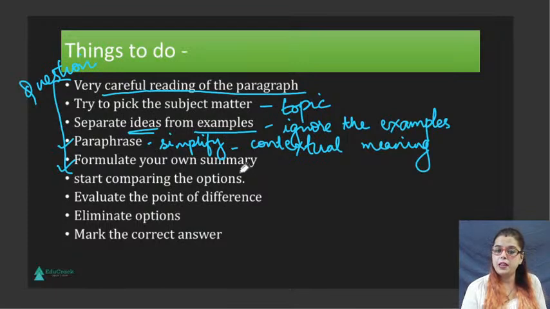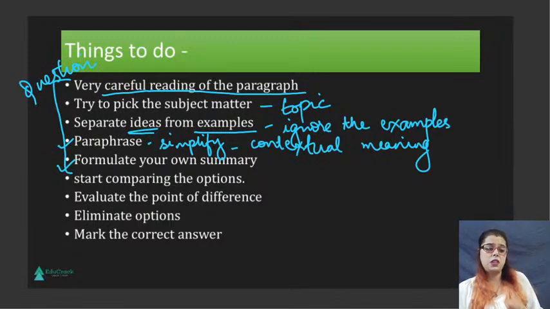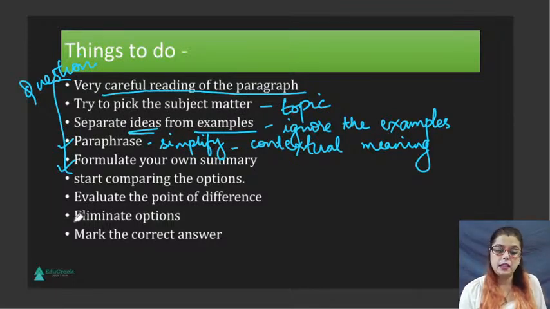After you are done formulating your own summary, start comparing the options. It is very important to compare the options. Evaluate the point of difference in these options. Eliminate the options that you think are not correct, and then mark the correct answer. The next question comes, how do we compare options and how do we evaluate the point of differences? And more than that, how do we eliminate options? To mark the correct answer, it should be closest to the summary that you have identified in your mind, if you've been able to do that. If not, the best way to go is by eliminating options, by evaluating the point of difference. So let's have a look at how do we do that.